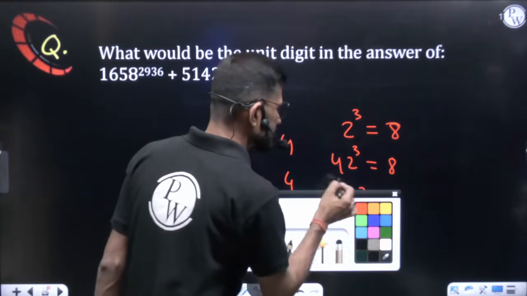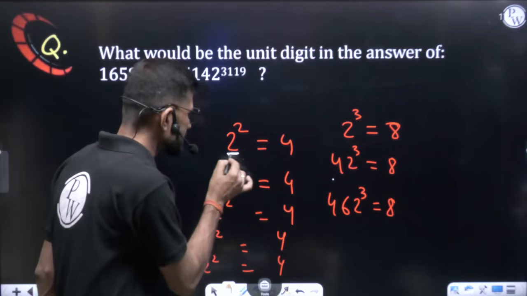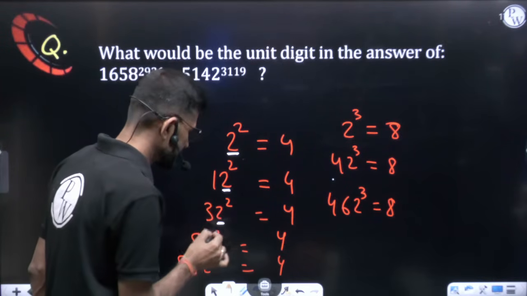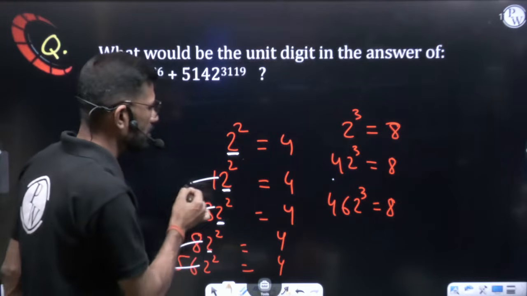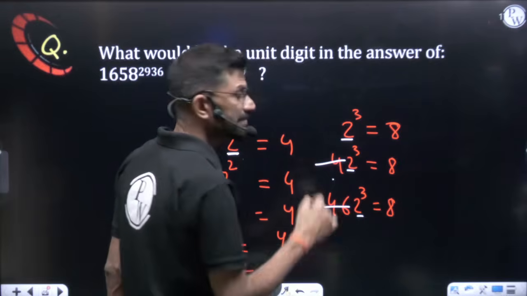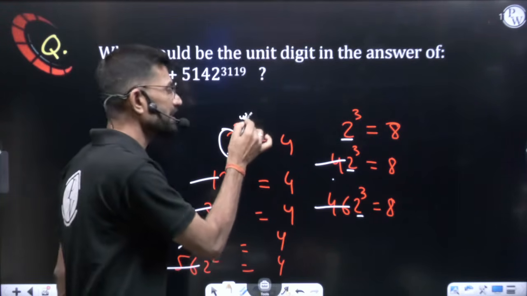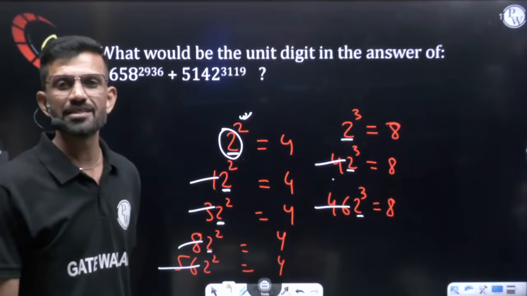This unit digit is generated, it totally depends on what the last digit is in the base. Previous digits are not important at all. What is the last digit, and how much power is it carrying? Based on that, this unit digit is generated.